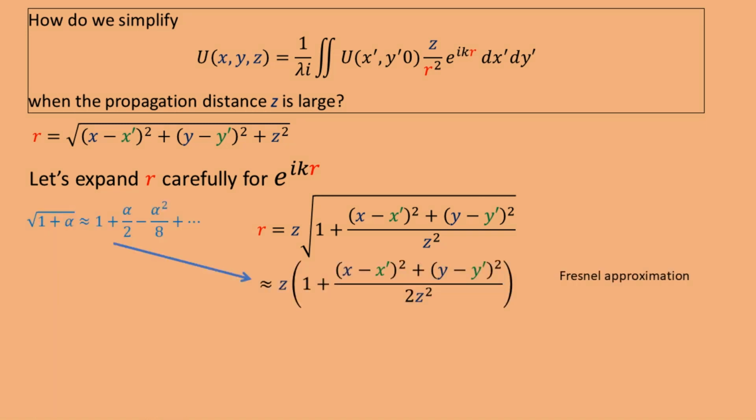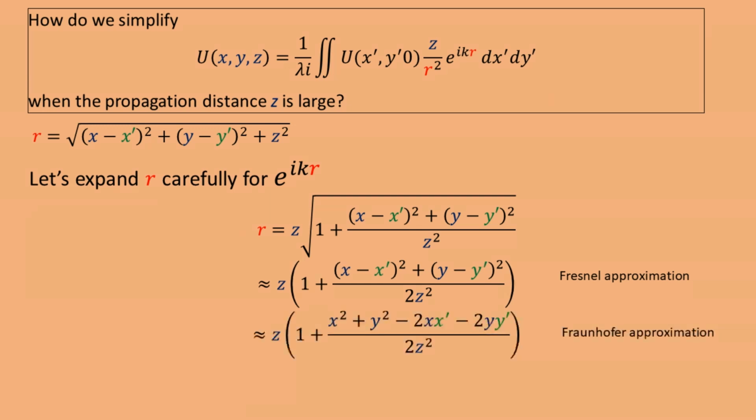We can approximate this expression using a first-order Taylor expansion, which will give us the Fresnel approximation. We can make one further approximation by expanding the squares and neglecting x prime squared plus y prime squared, which gives us the Fraunhofer approximation, which can also be called the far-field approximation. Now let's try to write the Fresnel and Fraunhofer diffraction integrals in a more comprehensible form.